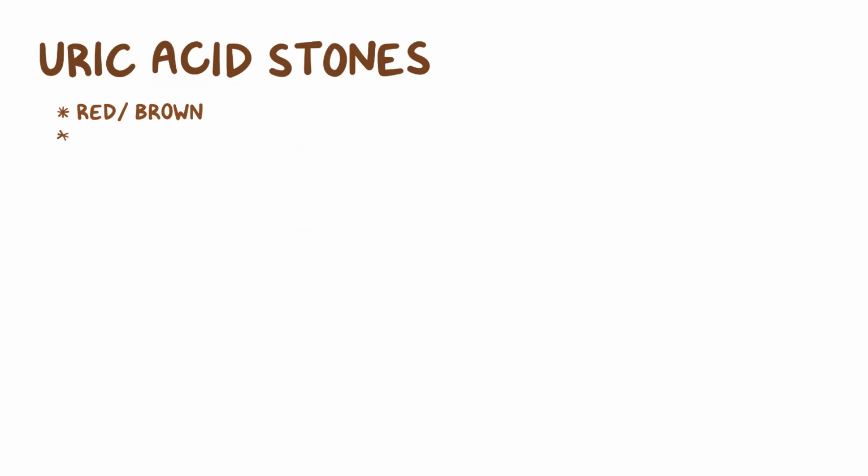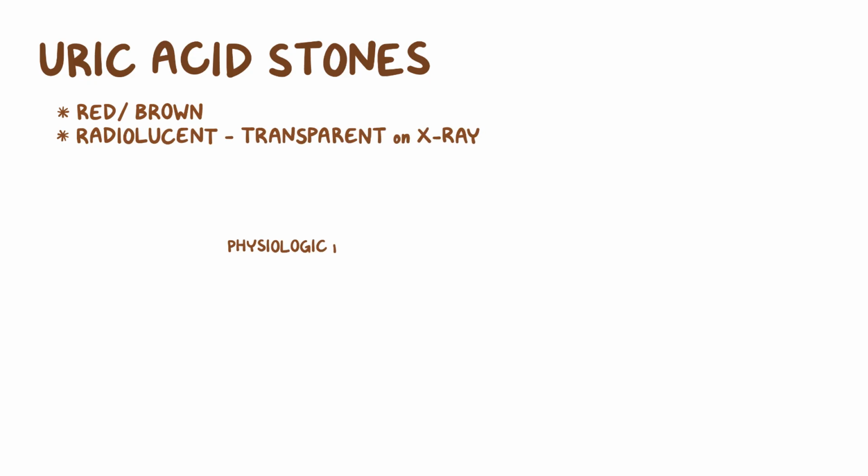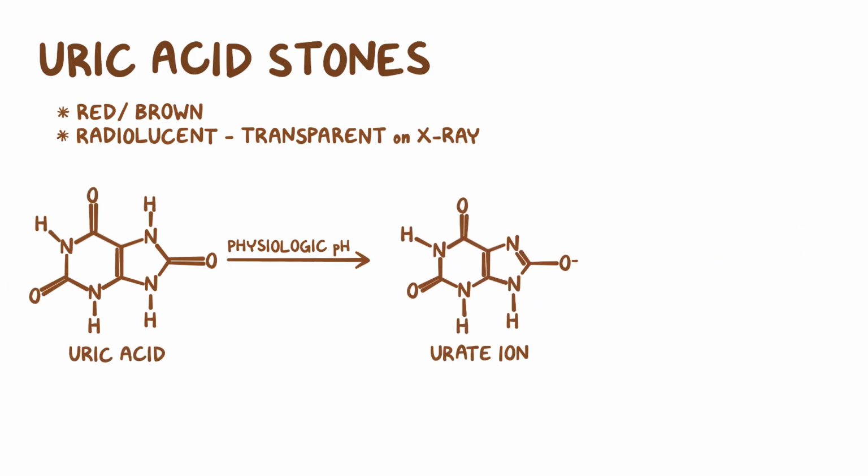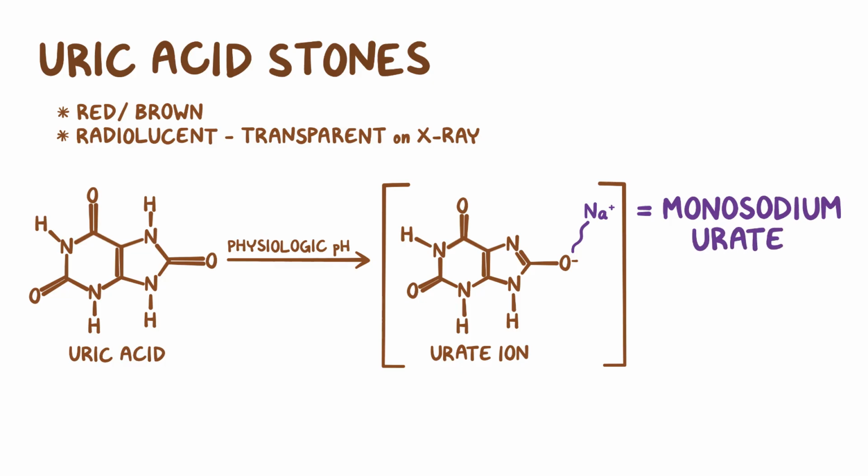There are also uric acid stones, which are red-brown in color and radiolucent under an X-ray, meaning they're transparent on X-rays and don't show up very well. At a physiologic pH, uric acid loses a proton and becomes a urate ion, which then binds to sodium, forming monosodium urate, which crystallizes and ultimately forms uric acid stones.